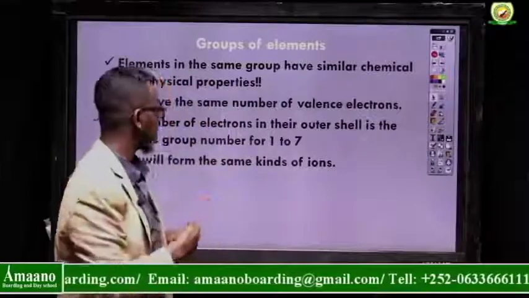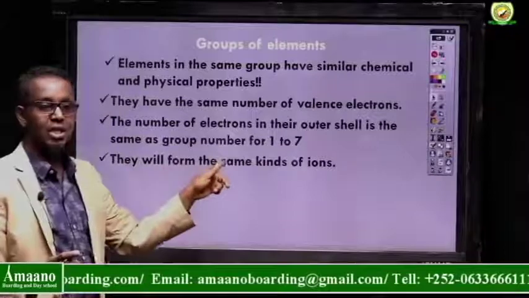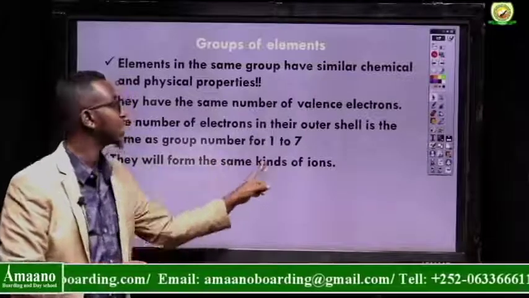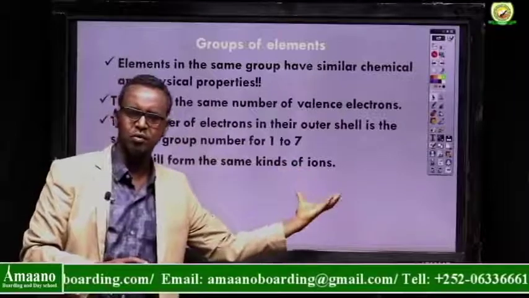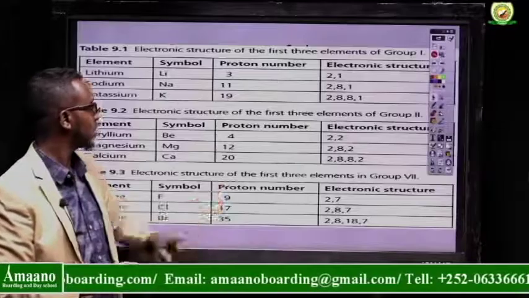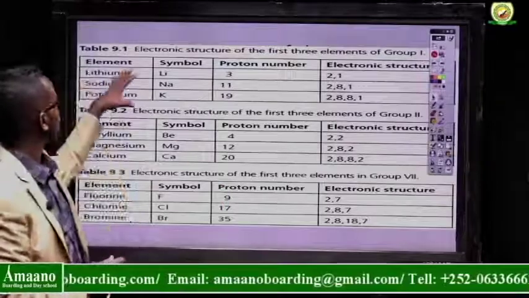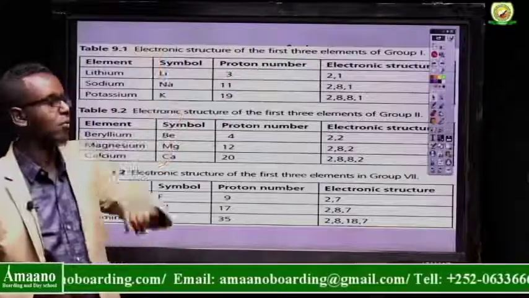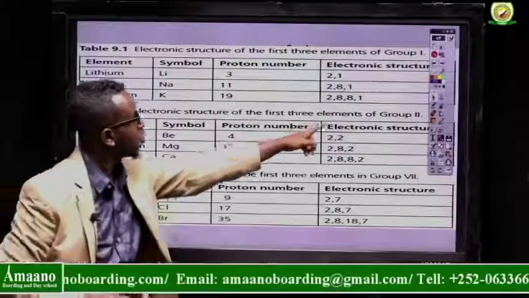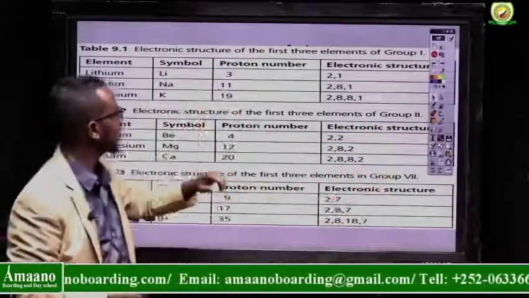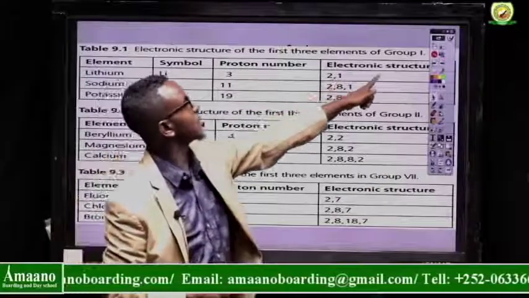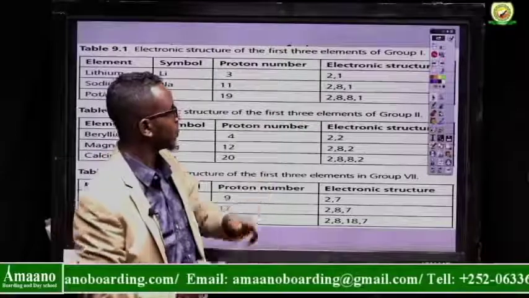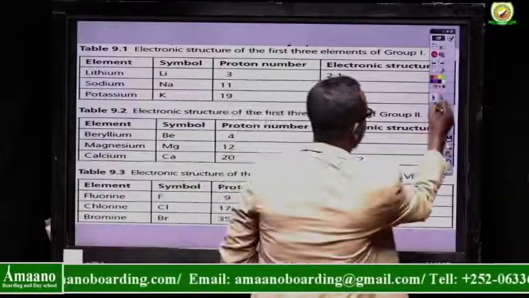Positive 3. So every group should form the same kinds of ions, whether positive 1, positive 2, -1, or -2. Here we have some examples. The electronic structure of the first 3 elements of group 1. Here we have group 2, and group 7. If you consider the electronic structure, group 1 is lithium, sodium, potassium. So they have what?